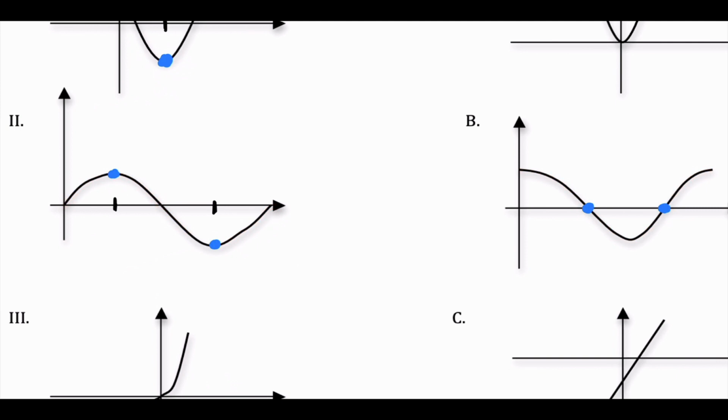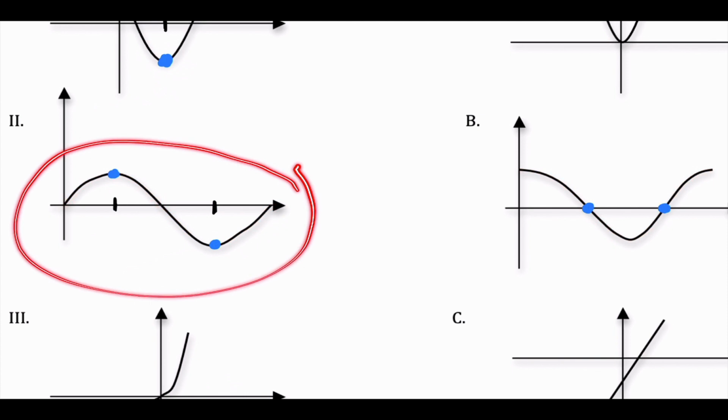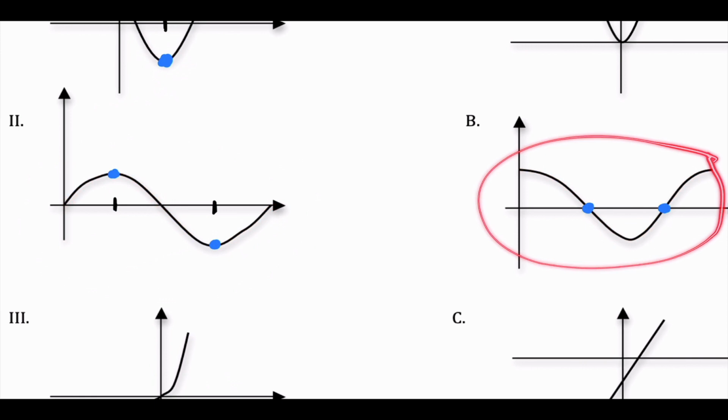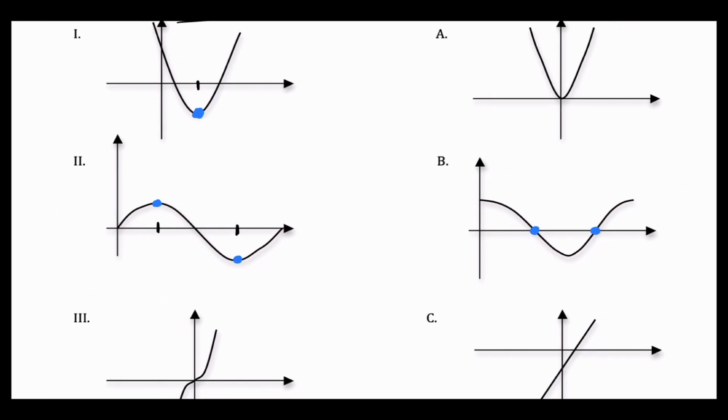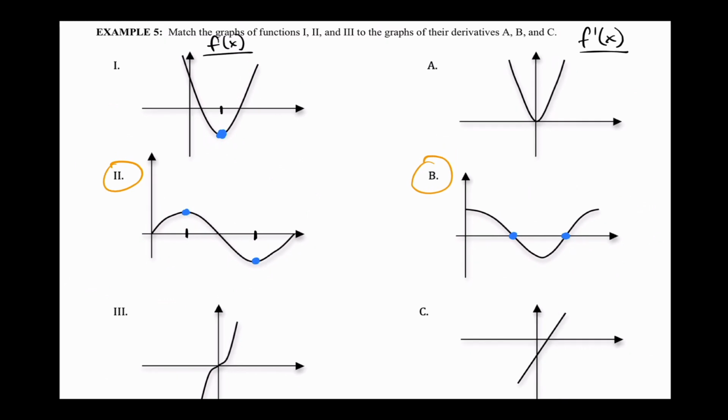A third way of looking at it. Didn't we just say that this looks like a sine graph? What is the derivative of sine? Doesn't this look like cosine? That's another way of doing it. So if you're familiar with your graphs, what a quadratic looks like, what linear looks like, what cubic looks like, then it's kind of easier to find. Okay, so we got those two. So we know these two go together. Okay, so we have two left.